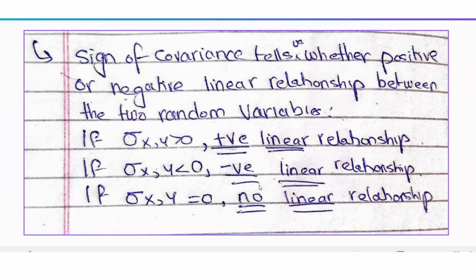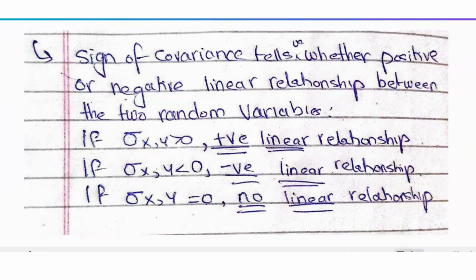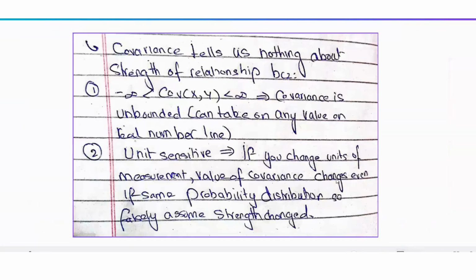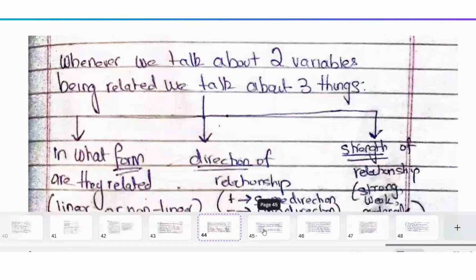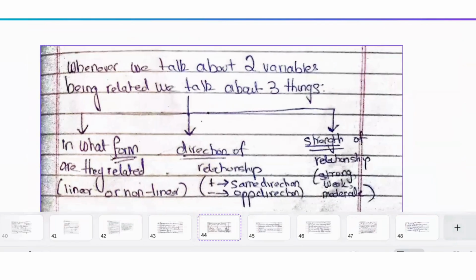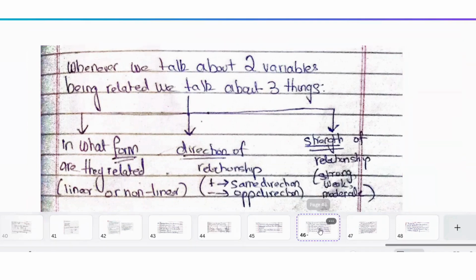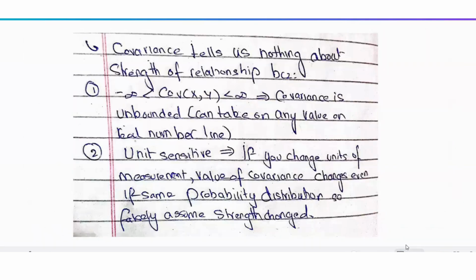So it's important to keep in mind that covariance measures linear relationship. The sign of covariance tells us whether there's positive or negative linear relationship. If covariance is 0, because we know covariance measures linear relationship, the interpretation is that there's no linear relationship. Based on this, you cannot conclude independence. More on this, like I said, later. Now, covariance tells us nothing about the strength of relationship. Like we discussed, the three things we want to look at are: first, the form in which they're related. Covariance measures linear relationship. Then the direction of relationship. The sign of covariance tells us whether it is a positive or negative linear relationship. But covariance tells us nothing about the strength of relationship between the two random variables.